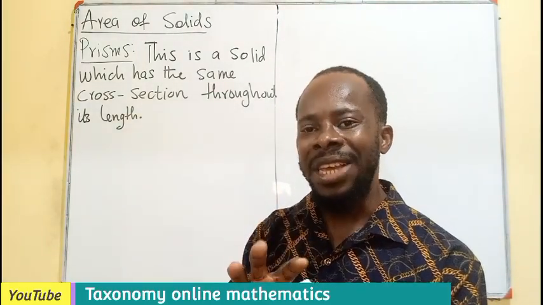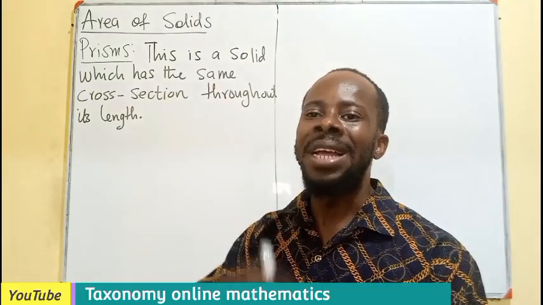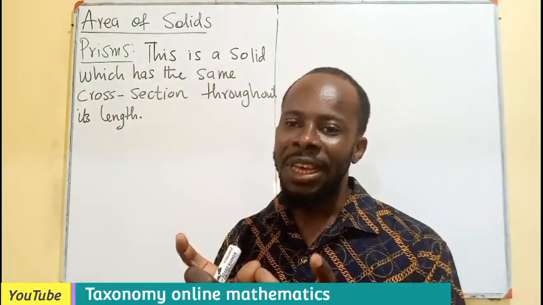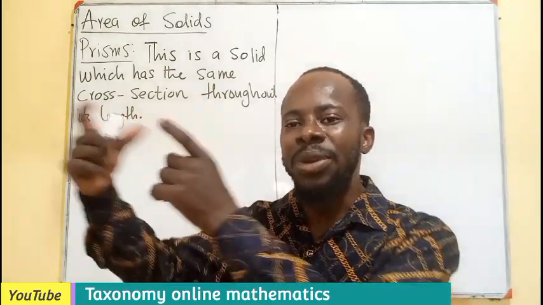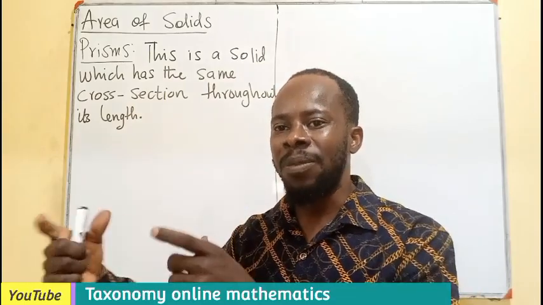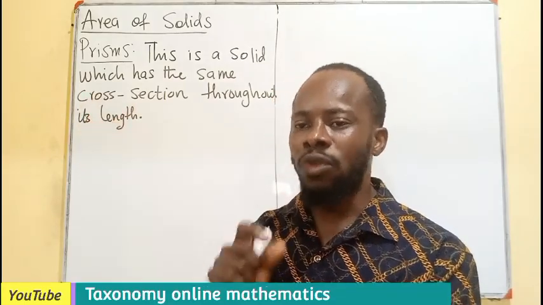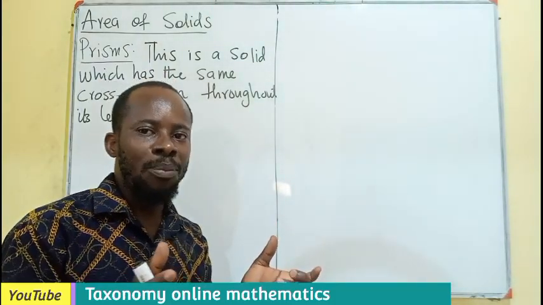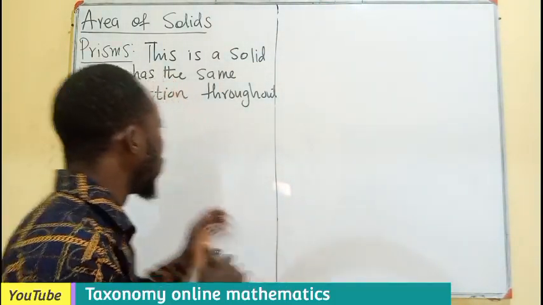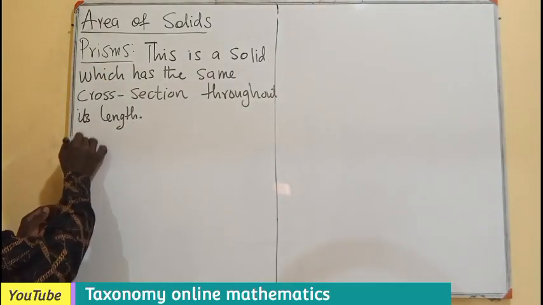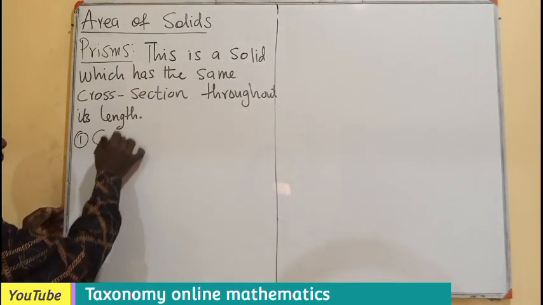So if the end is a triangle, it becomes a triangular prism. If the end is a circle, it becomes a circular prism; then rectangular prism, square prism, in that way. We also have a specific name for some, as in the circular prism, also called a cylinder. So we are taking them one after the other, and the first one to take is the rectangular prism.